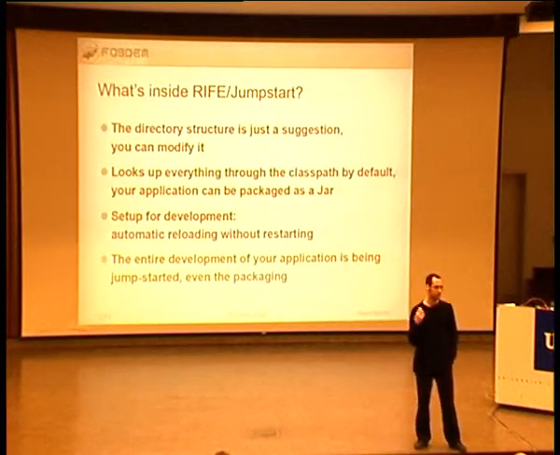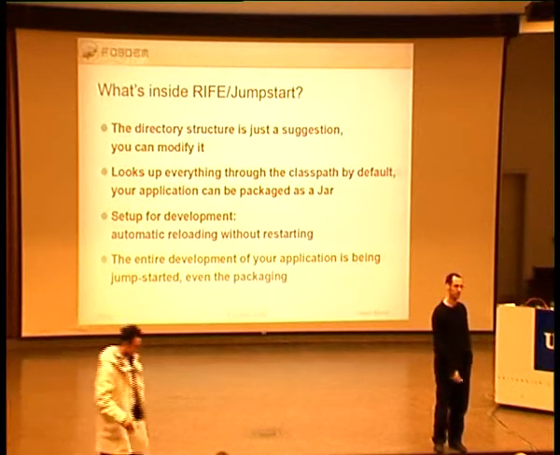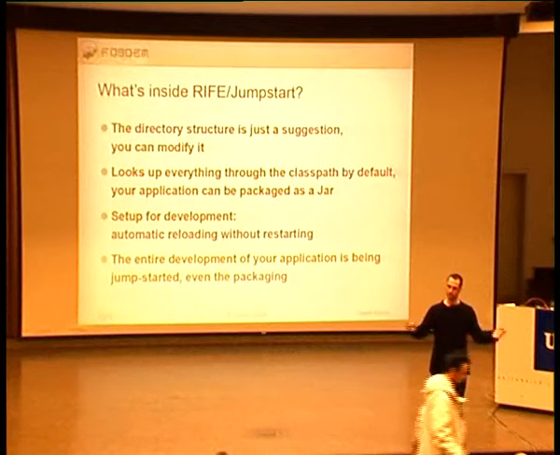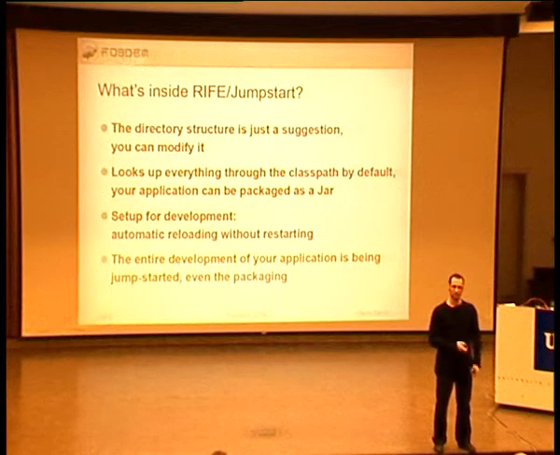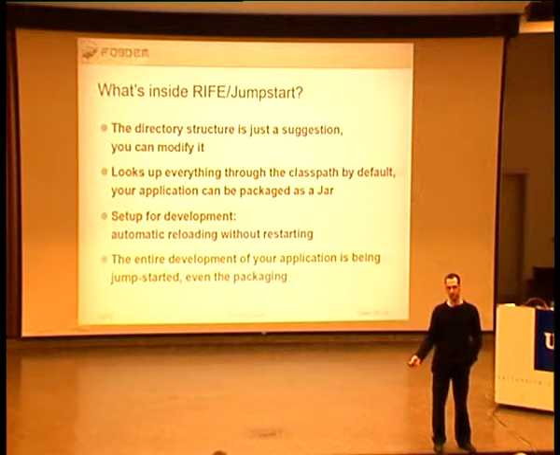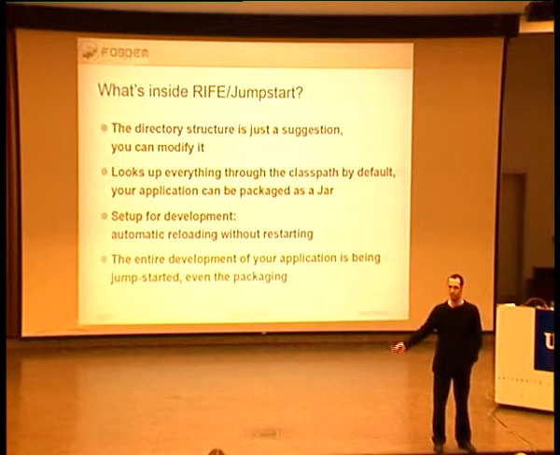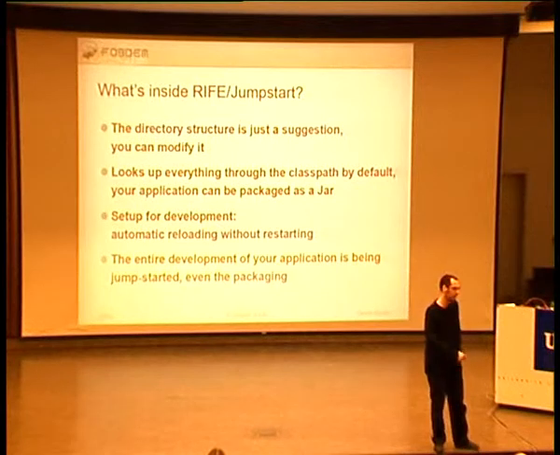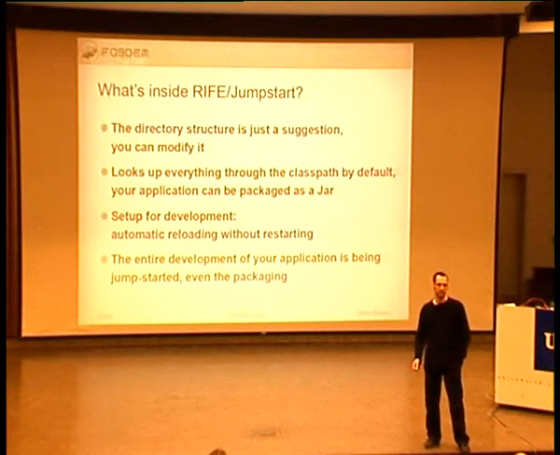So this directory structure of your sources is just a suggestion. This is something that worked well for us. It worked well to split up the different types of files that are inside the RIFE project. But you can change it any way you like, because by default, RIFE looks all the files up through the classpath. This means that if they are inside a jar, or even if they're taken from somewhere remotely through a custom class loader, I don't know, RIFE will find it. So if you want to have some extremely complicated structure, it's okay. You can just change it.